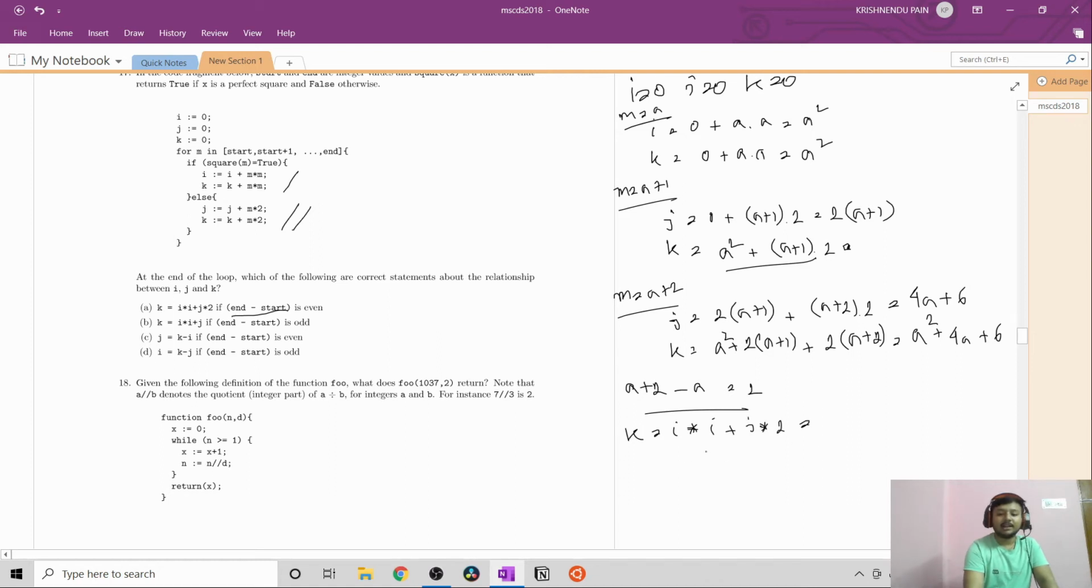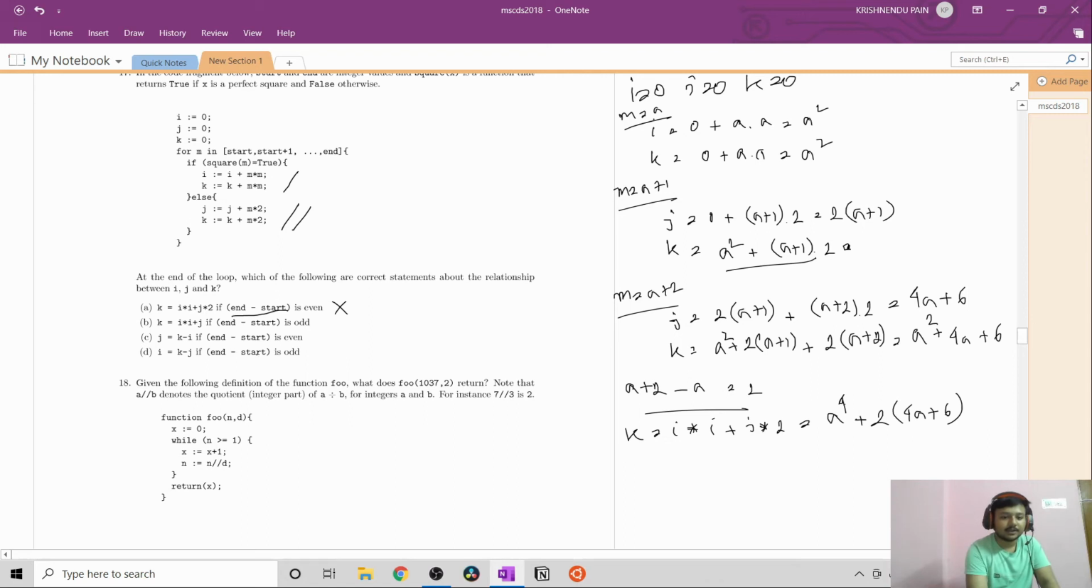Now i into i means here i value is a square, so a to the power 4 plus j into 2. 2 into this part, final value of j, 4a plus 6. Final value of k is a square plus 4a plus 6, and this is not equal to this. So option A is wrong. So there is another option with end minus start is even.